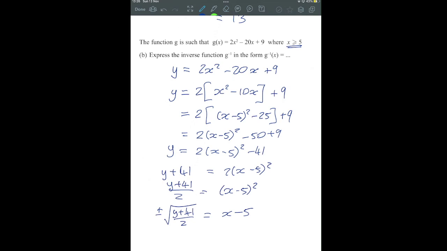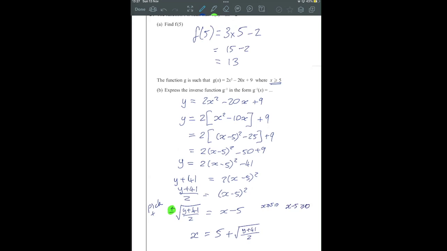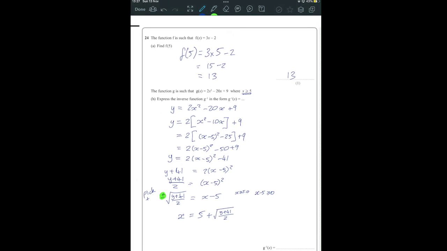So here we need to go back to that x is greater than or equal to 5 and think what that actually means. If x is bigger than 5, then x minus 5 is greater than or equal to 0. So the right hand side is positive, which means we're going to pick the positive. And therefore x equals 5 plus that root. And I've written it that way round to highlight the fact this almost looks like the quadratic formula, and indeed it really is.